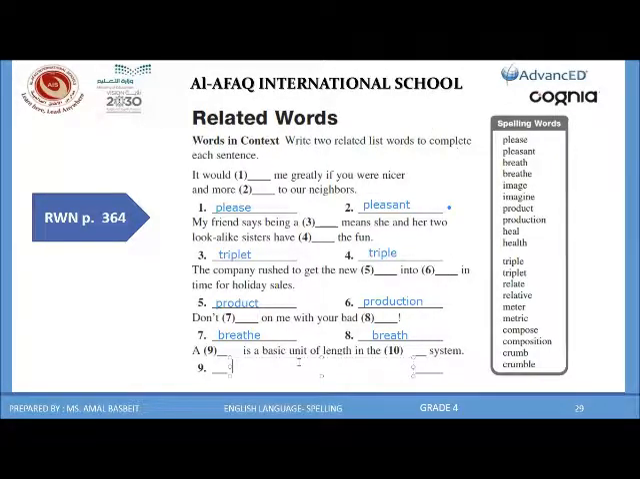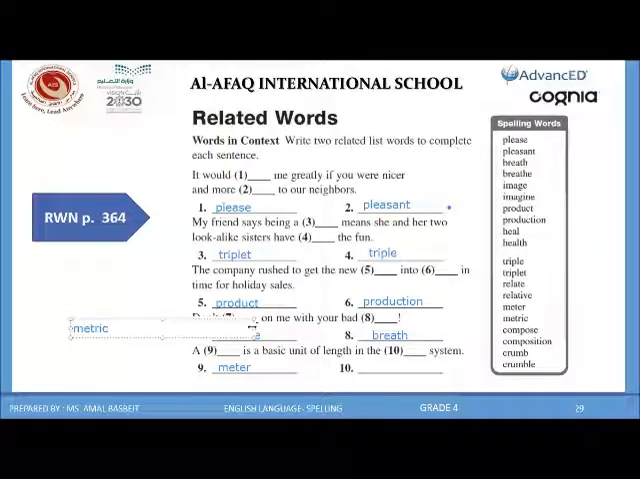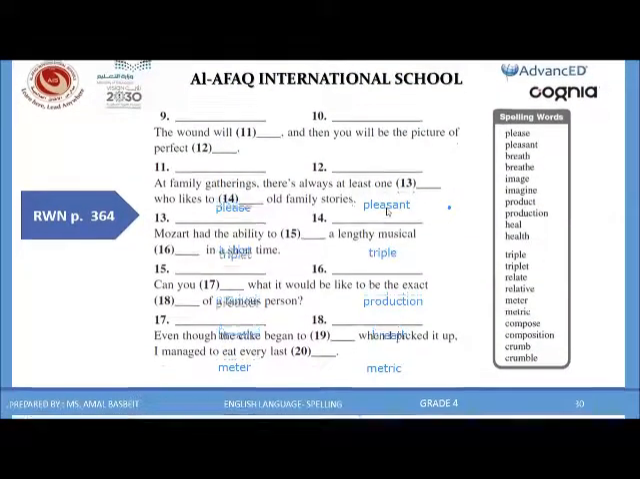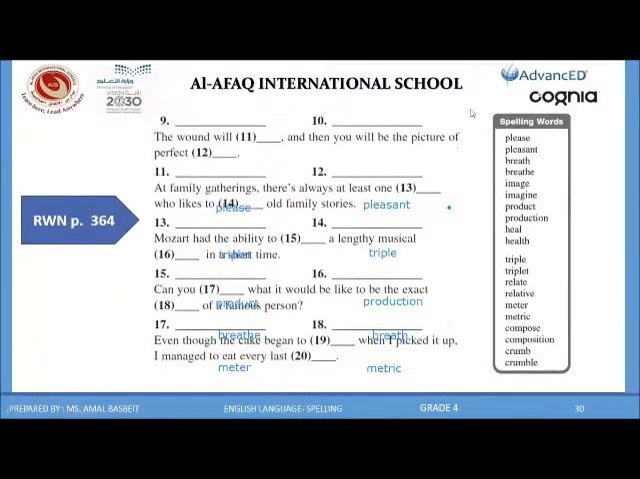A unit of length is the meter, and the system is metric. Here are the answers. Let's go to the next slide. Okay, to the next slide now, number 9 and number 10.